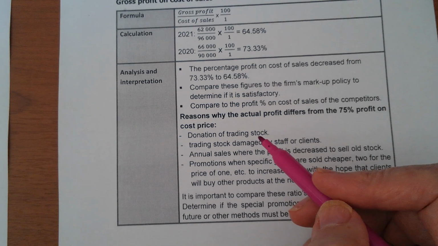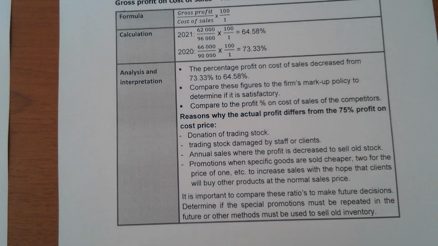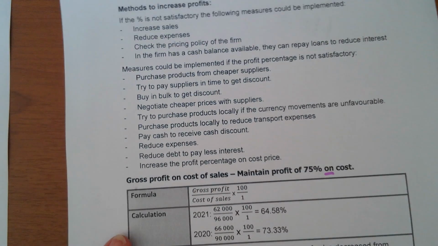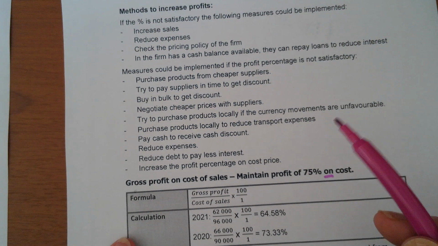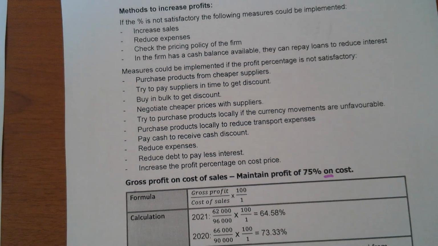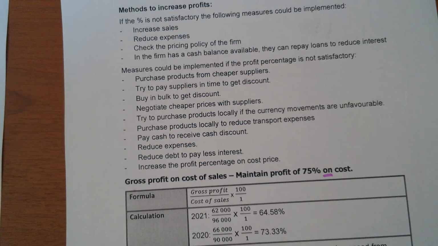It could also be that you give cash discount to customers if they pay cash, so that we can have more cash available in the business, and that means that the profit actually decreases. Okay, so I gave you several methods how to increase the profits. Now, if we want to get rid of the old stock, we have to have a sale so that we can sell it cheaper. But now we're not satisfied with the profit.